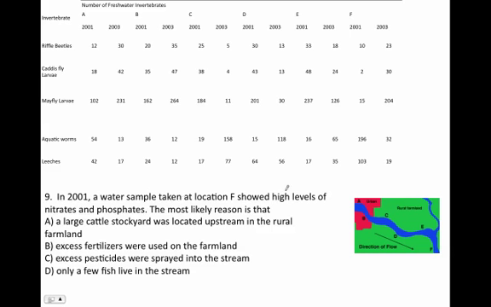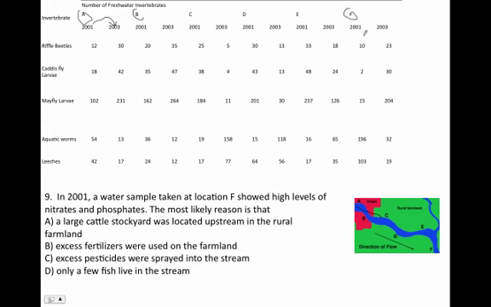In 2001, a water sample was taken. Here's our river. The river goes in this direction. So here's the urban, A and B. The river flows this way. Here's sample site A, 2001, and then the same samples taken in 2003, site B, along the river, and so on. The most polluted water sample was taken in location F.